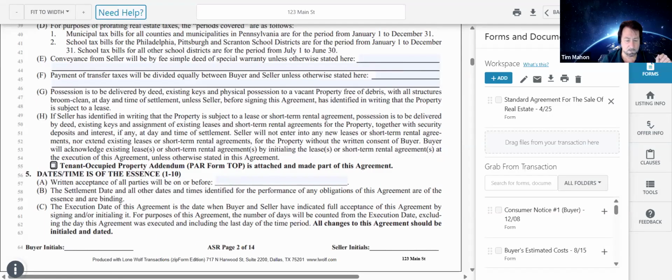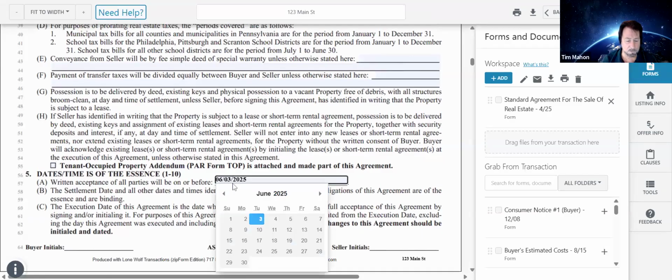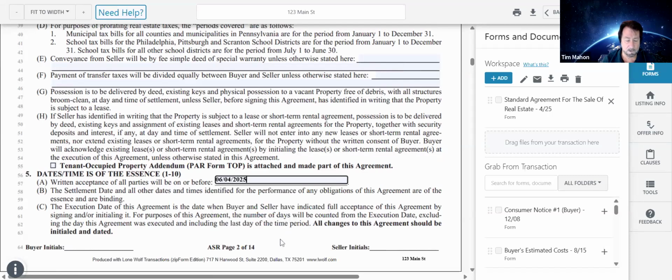Now, here's an important one here. Written acceptance of all parties will be honored before. I dated the contract the 3rd. I'm going to put the 4th in here. I'm basically saying I want an answer back. So the wording says written acceptance of all parties. Well, what if I don't get written acceptance? All I'm basically saying here is I want to hear something from you. If you're not accepting it, I want to know what you will accept. So I'm basically looking for a counter offer.